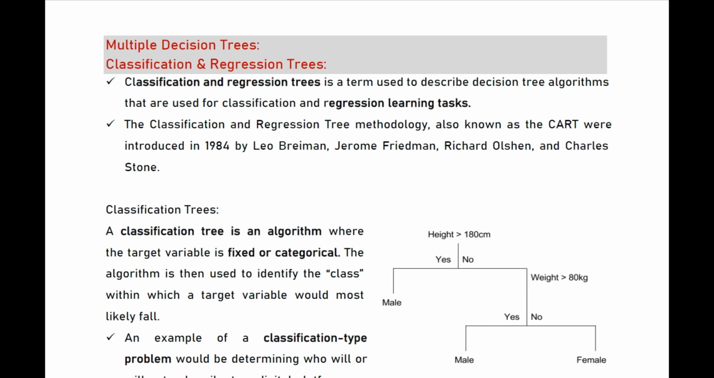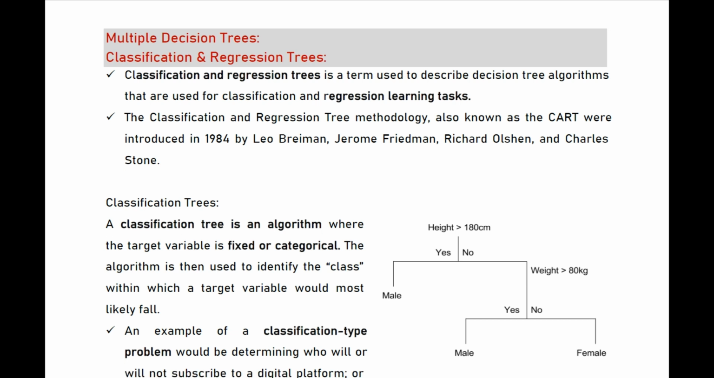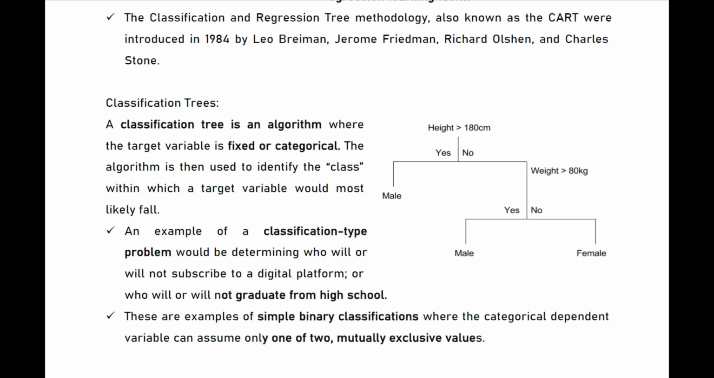The classification and learning task will be there. The classification and regression tree model, the CART model, was written in 1984. The classification tree algorithm has fixed and categorical values. It is an algorithm used to identify the class into which the target variable is likely to fall. For example, a classification type of problem would be determined by who will or will not subscribe.